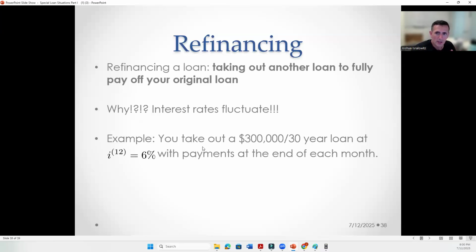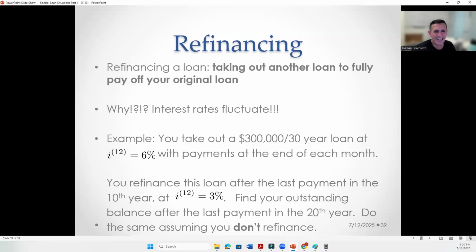All right, so quick example. Take out a $30,000 loan, refinance it after 10 years. Original loan interest rate is 6% monthly nominal. New one is 3% monthly nominal. Find your outstanding balance after the last payment in the 20th year. Do the same thing if you do not refinance.